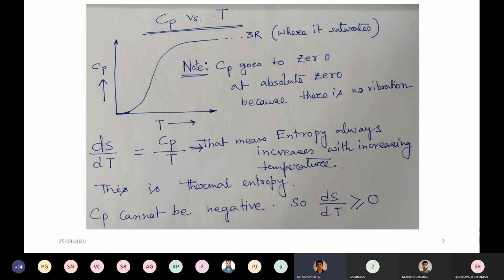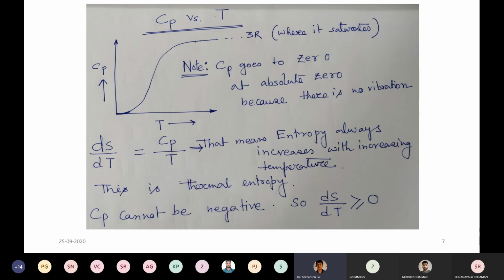So now we go to dS by dT, which is Cp by T. That means entropy always increases with increasing temperature. Why? Because Cp cannot be negative. Always dS/dT is greater than or equal to 0. It is also telling us that when you increase the temperature, the vibration of the atoms increases and the entropy also increases. Here we are not considering configurational entropy; we are concentrating only on the thermal entropy part.